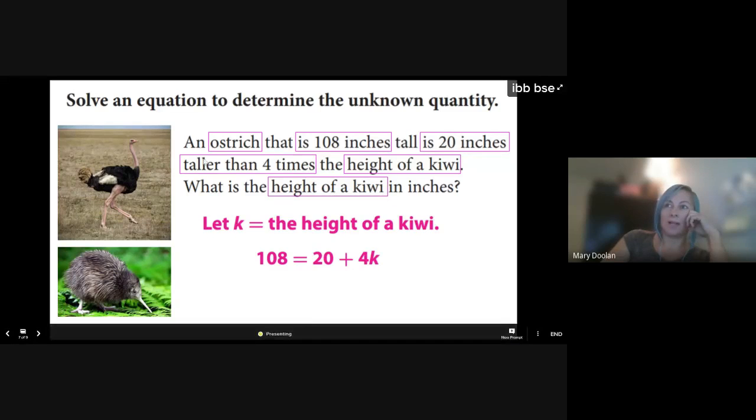And then coming back to the key information in the word problem, an ostrich is 108 inches tall. When you see that word is, that's a clue that you have an equal sign. So 108 inches is, so 108 is by itself on one side. And then 20 inches taller than is like more than, which means to add 4 times, 4 multiplied by the height of the kiwi. The kiwi is the unknown, so that's where we set a variable equal to our unknown, and we come up with this equation.